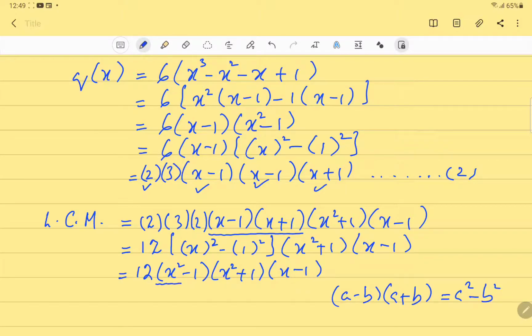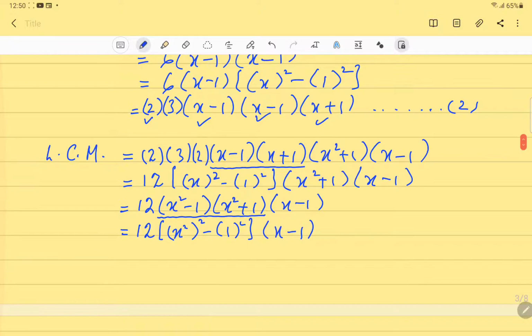Again we have the similar situation here, and we will apply the same formula. 12 into square of x squared minus square of 1 into x minus 1. So we are having our final answer as 12 into x to the power 4 minus 1 into x minus 1. So this is the LCM of this question and answer as well.